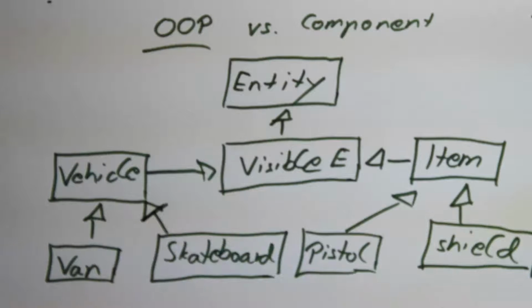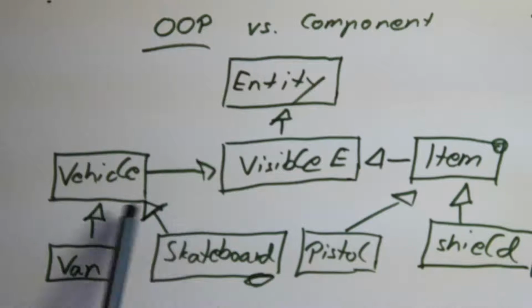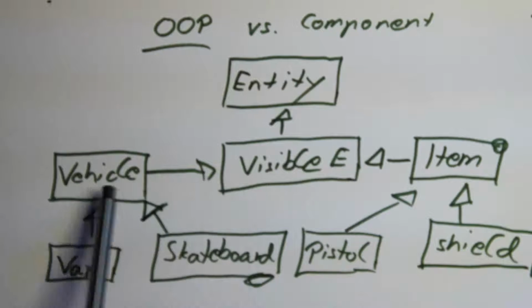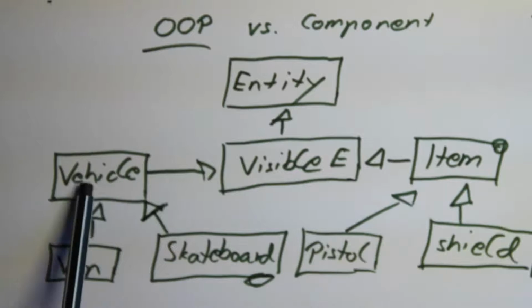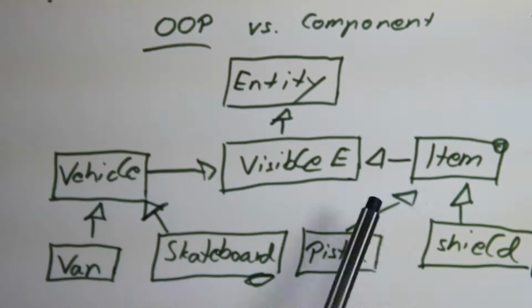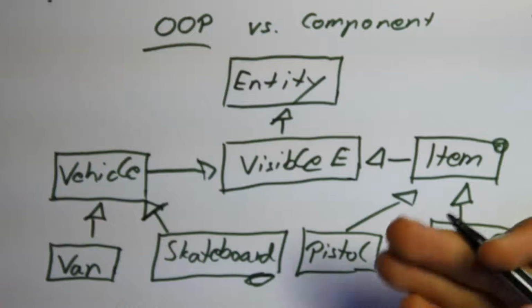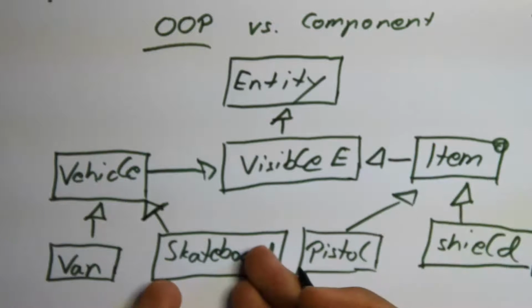Because what if we want a skateboard to also be an item, so we can grab it and put it in our inventory and use it? That won't work in that way. Because what you can see here is we split up the inheritance tree because we didn't think about a skateboard also being an item, so a vehicle could also be an item. We didn't think about that in here, so we didn't actually pre-plan that we would somehow have a skateboard at some point in time.